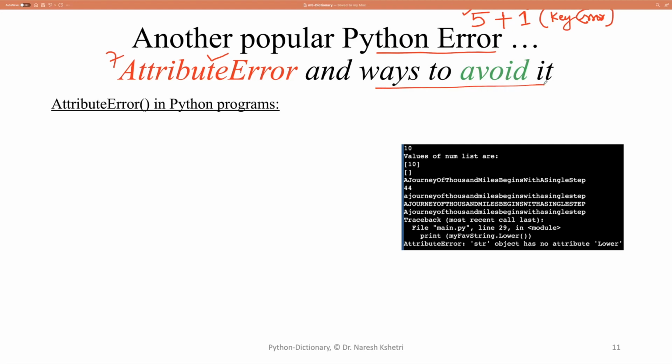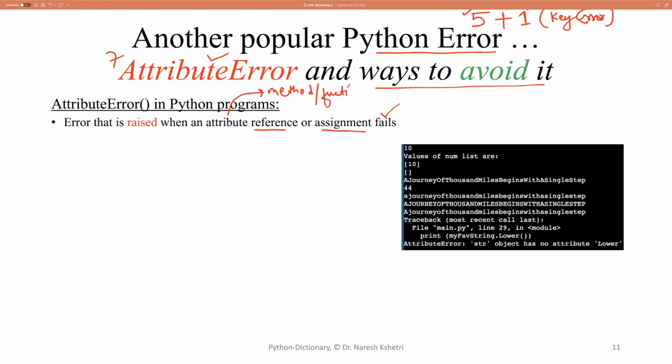First, let us understand what exactly the attribute error is. Attribute error is an error that is raised when an attribute reference or assignment fails. That means when we try to do something with respect to attributes, or we normally say with respect to a method or a function. We think the function or method is assigned, but it was not actually assigned, and if that fails, then we will get an attribute error.